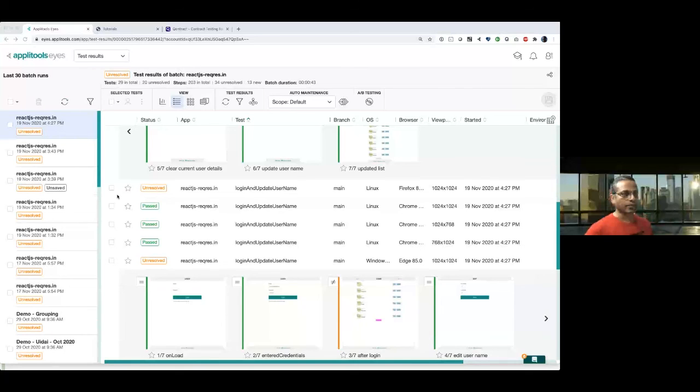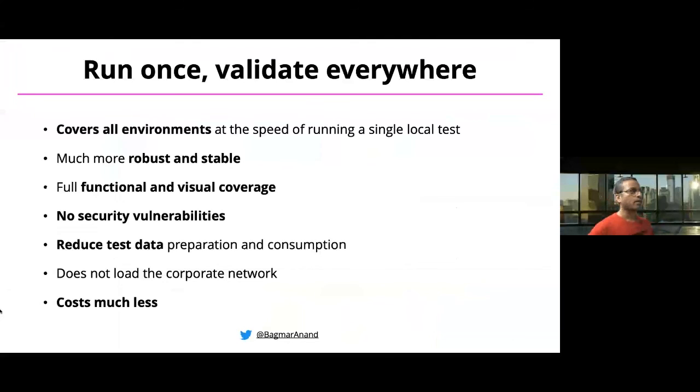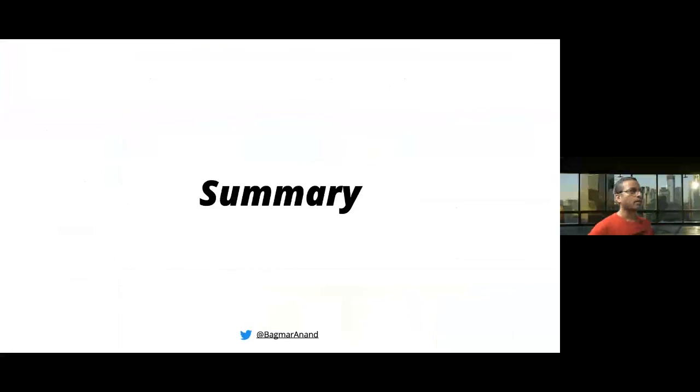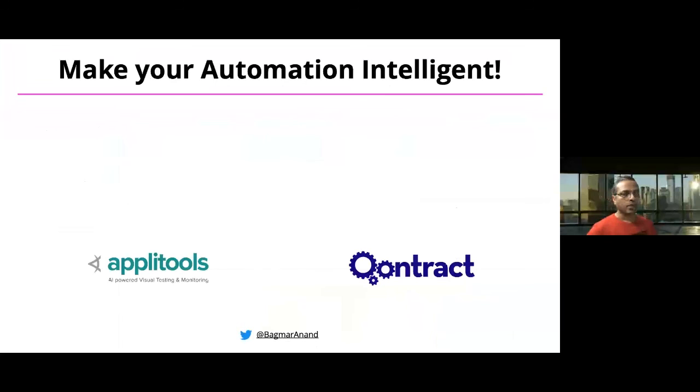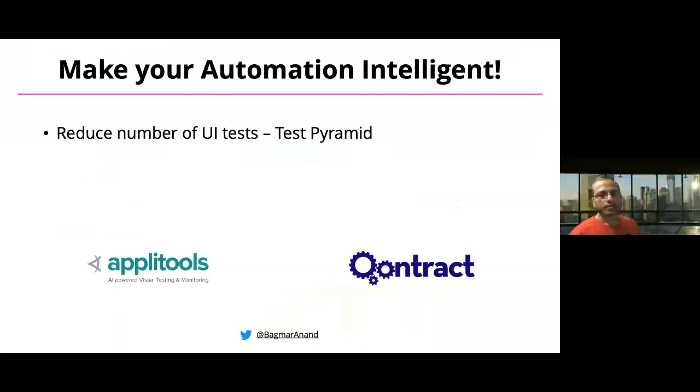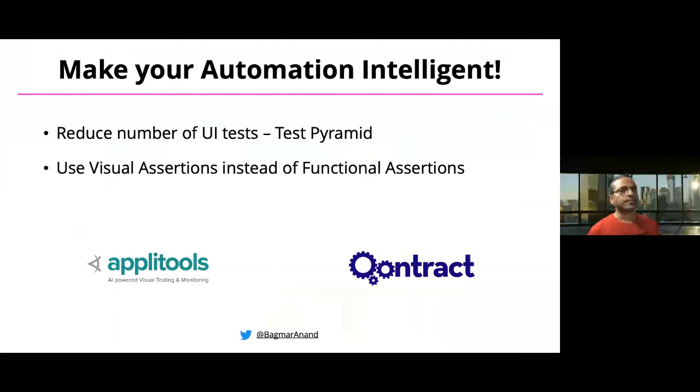So what does this mean in summary? You have to make your automation intelligent. And intelligence is also about thinking about what is the right type of test to automate or not, and how that is going to provide value to you. So reduce the number of UI tests, follow the test pyramid, use visual assertions instead of functional assertions.